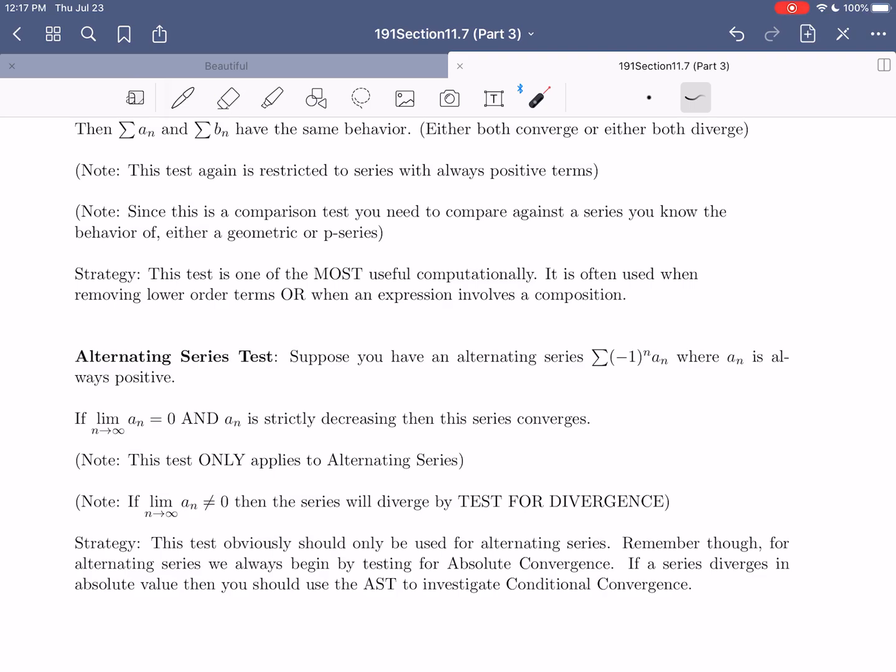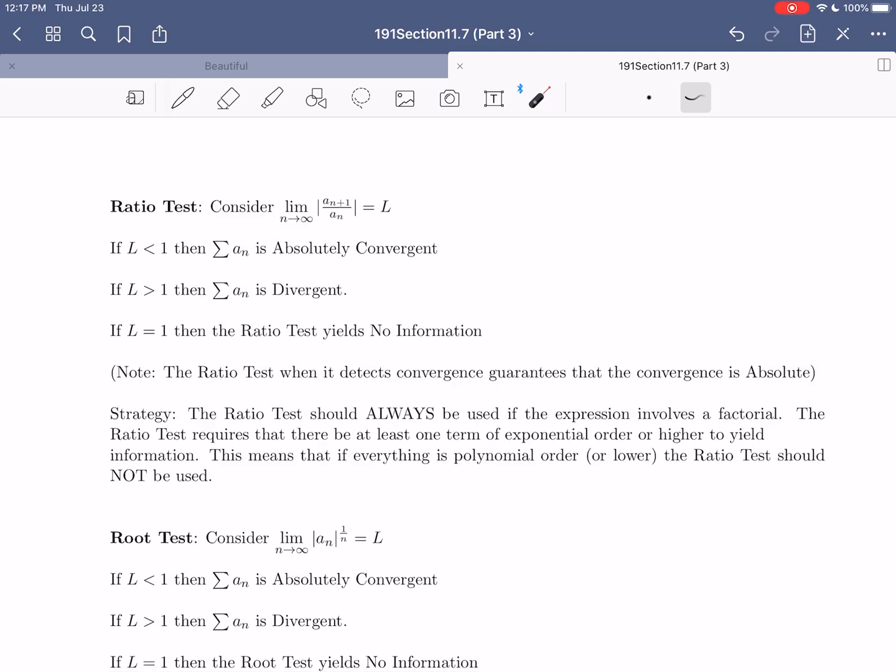All right, let's get to the last two tests that we talked about most recently in 11.6, which are the ratio and root tests. The ratio test says that you consider the limit as n goes to infinity of the absolute value of a sub n plus 1 over a sub n, and you let that be equal to the limit L. If L is less than 1, then your series is absolutely convergent. If L is greater than 1, then your series is divergent. And if L is equal to 1, then the ratio test yields no information.